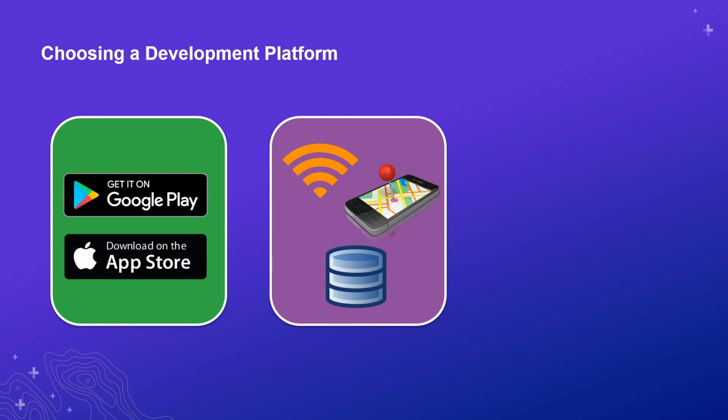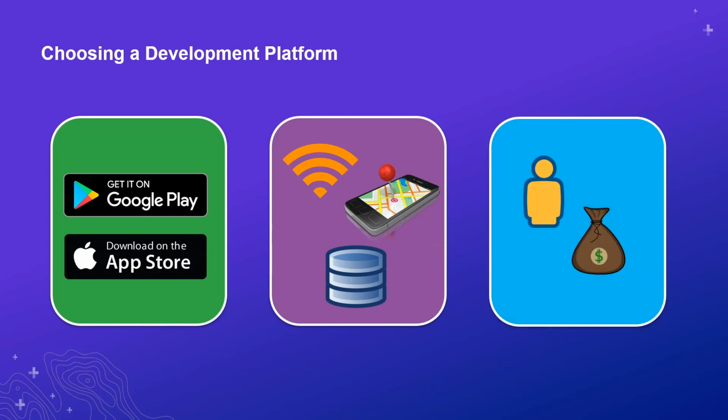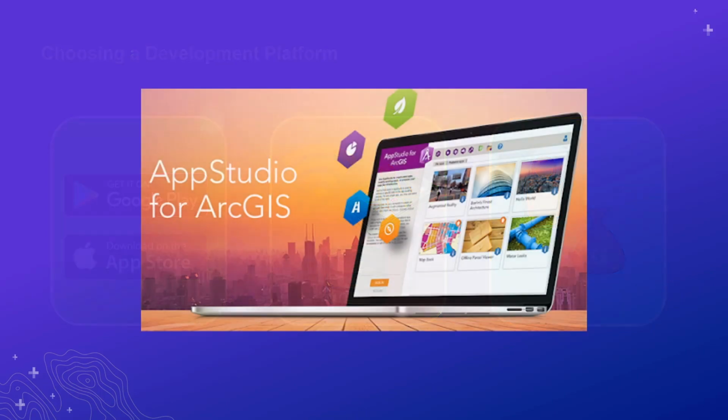It needed the GPS to show the user's current location, and local storage to store the offline maps and trail data. And finally, Allegheny County didn't have a large budget for developing the app, so it needed to be developed with limited resources. So based on all of these requirements, we chose AppStudio for ArcGIS as the development platform for this app.